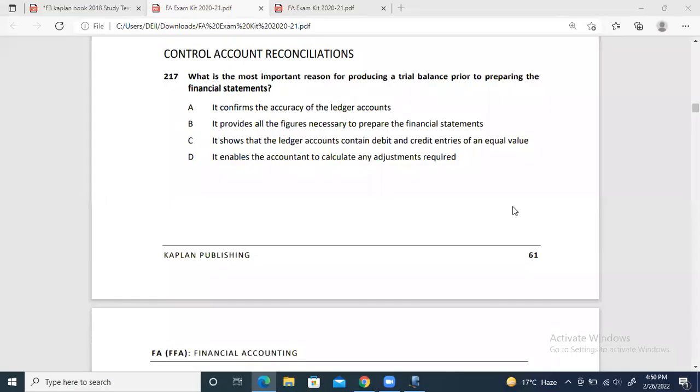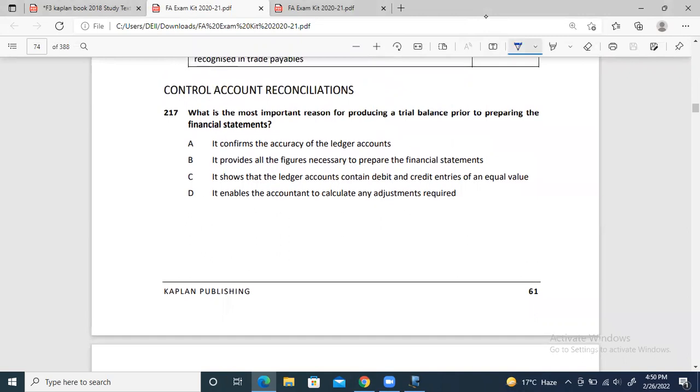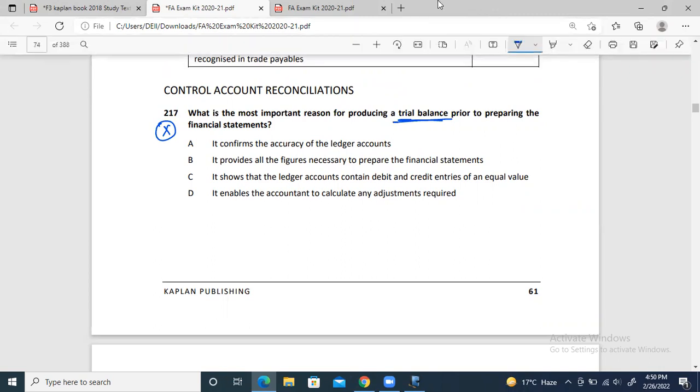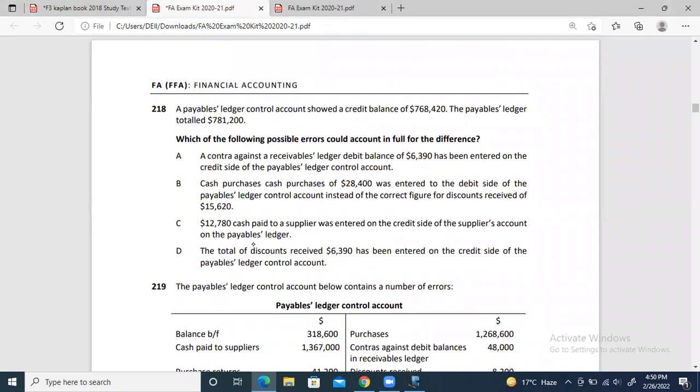Okay, let's start the questions now. And let's try to finish them as soon as possible. As you can see over here on the screen, the control account reconciliation questions are starting from here. The first question I am skipping, I don't know why they put it over here, because it relates to the trial balance. This chapter we have to study in tomorrow's class. It's not related to control accounts. So I'm starting from this question, which is 218 over here.